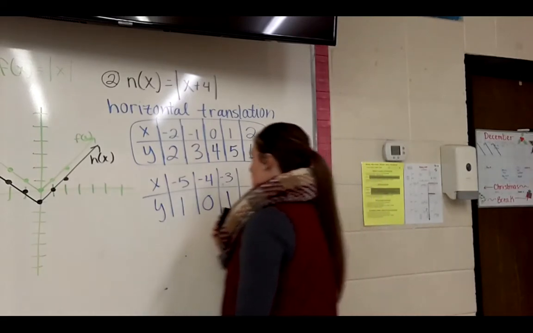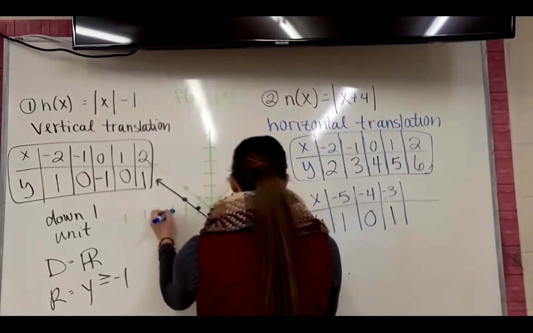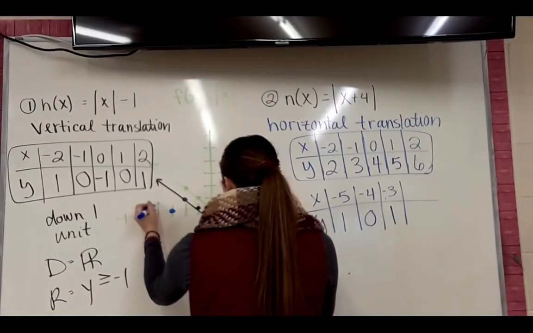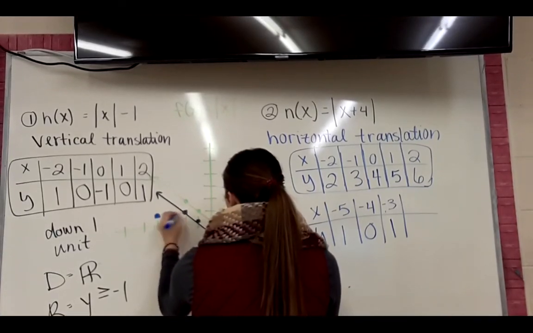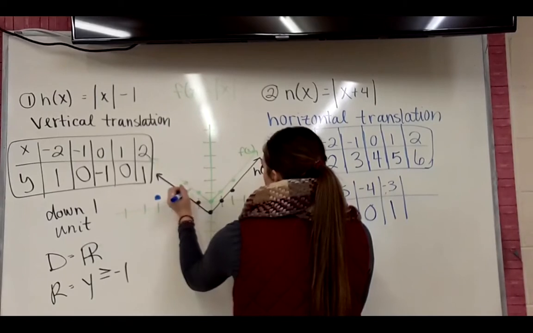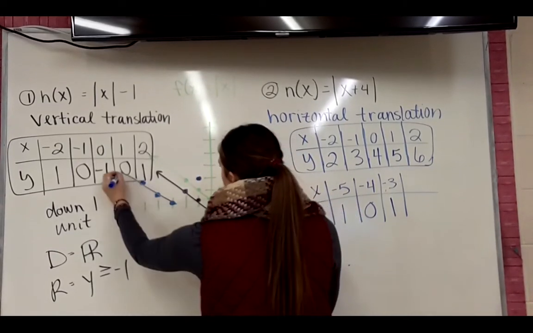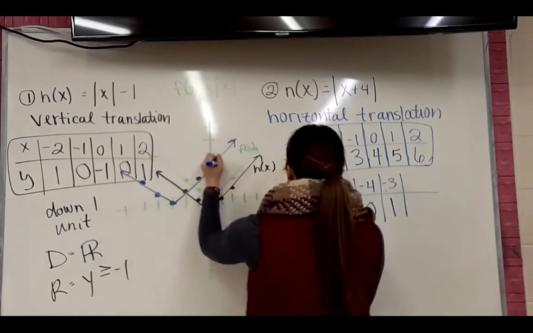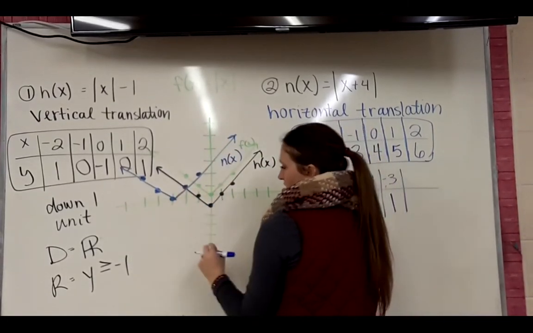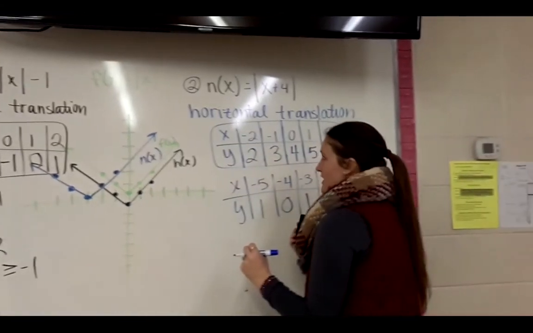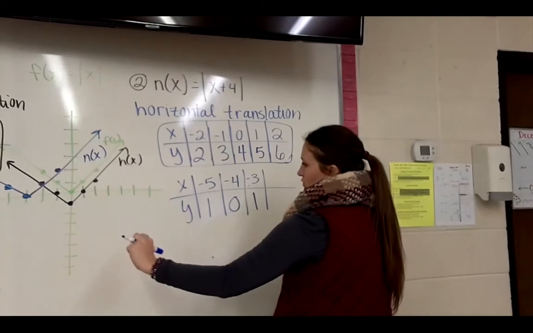So on this one, I'm going to go and do my vertex first. So 1, 2, 3, 4. -4 is 0. -5, 1. -3, 1. So it's further over here. That is n of x. So from the green one to that one, we had a horizontal translation, okay, and it went left 4 units.